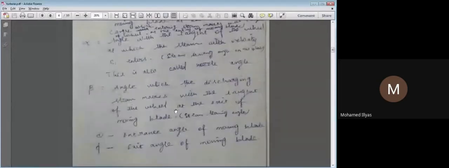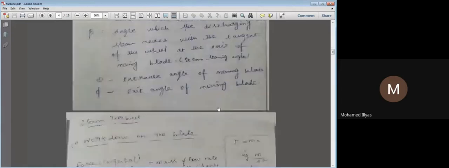And theta is the entry angle of the moving blade or inlet angle of the moving blade, and phi is the outlet angle of the moving blade. Theta is the inlet angle of the moving blade and phi is the outlet angle of the moving blade. You can copy this.